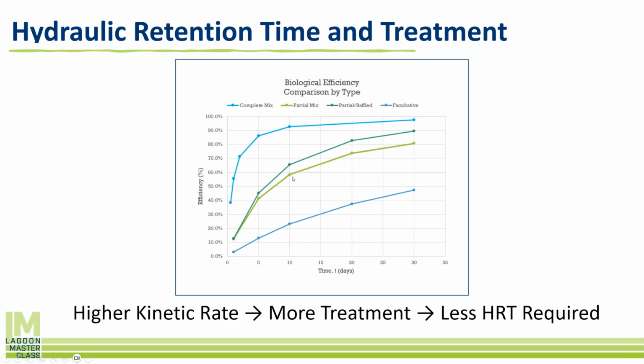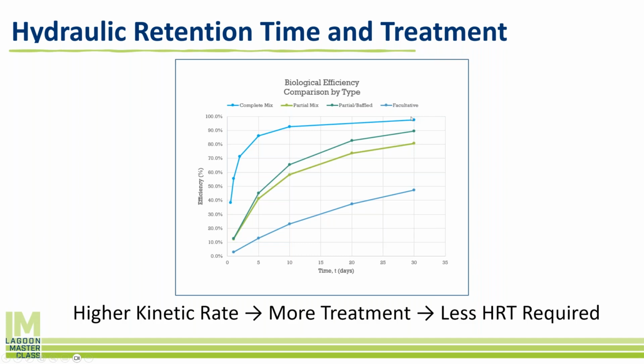But you can see, compared to facultative, the amount of time that the lagoon needs to treat the wastewater is significantly more. Facultative lagoon systems with no aeration and no treatment other than natural sources in 30 days are only going to remove about 38% of the wastes that are in them. You compare that to a partial mix system with a little bit of aeration, it can remove 80% in 30 days.